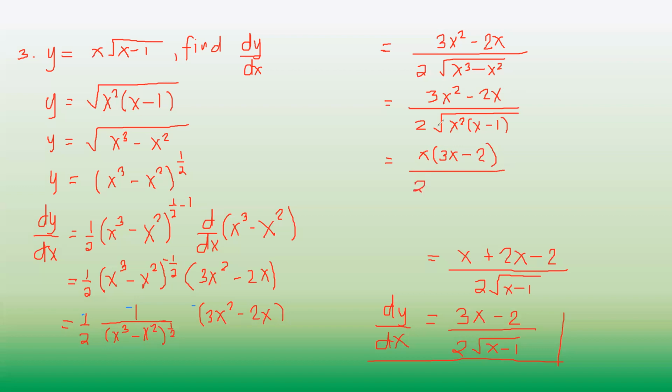Diba? Ito, lalabas mo na. Square root ng x squared. Siya pwedeng ilabas kasi naka-squared lang. So, lalabas mo yun ay x. Square root ng x squared times x, maiwan na lang sa loob, square root of x minus 1.